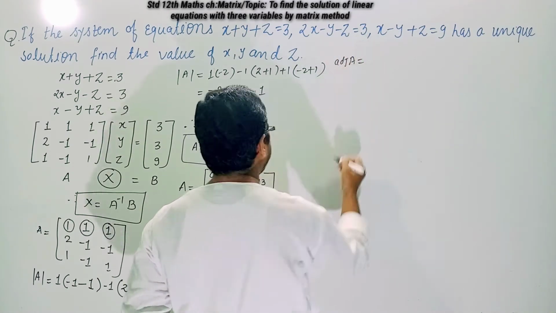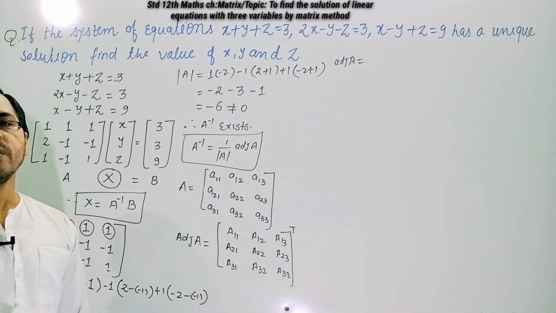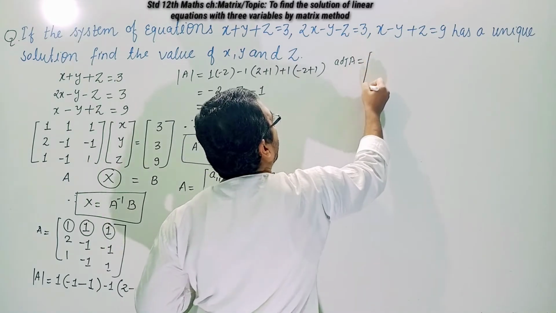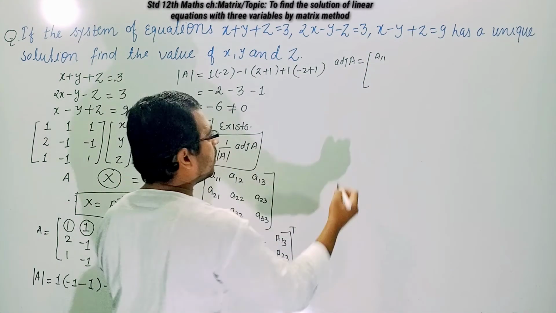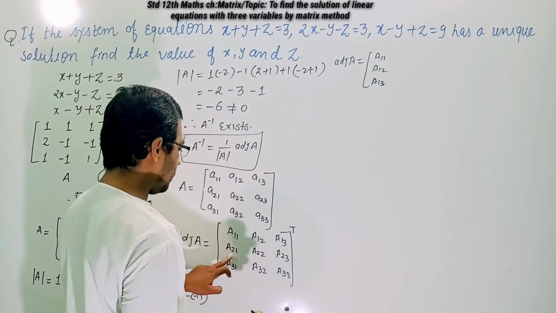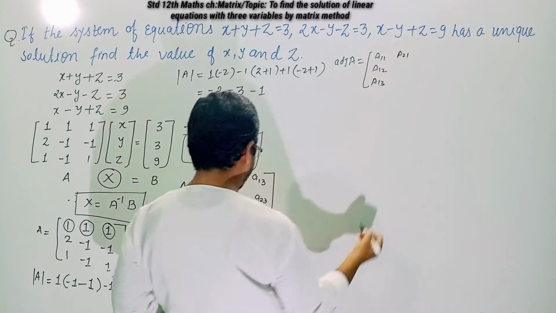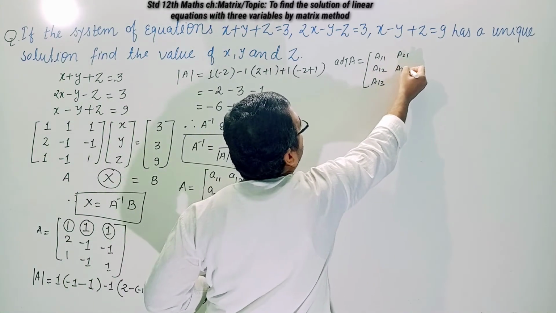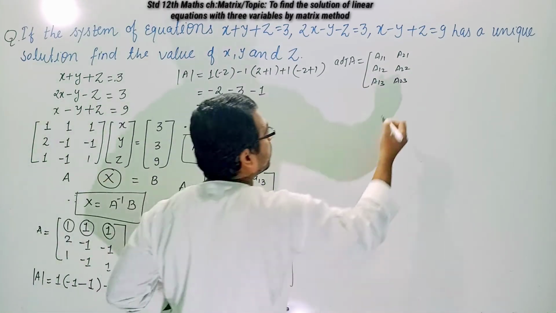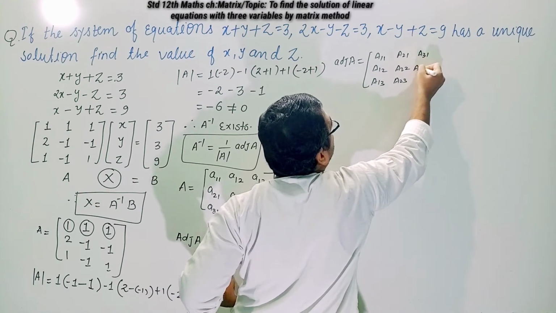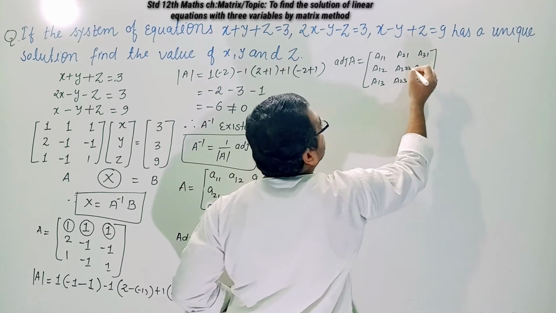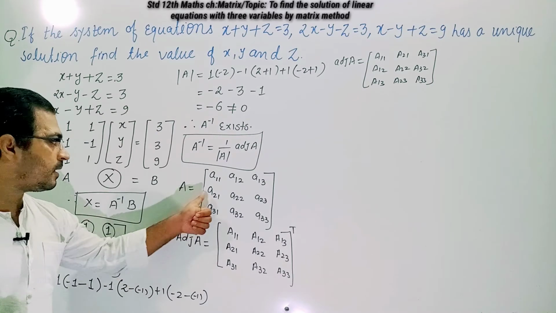Adjoint of this matrix means rows will be converted to columns and columns will be converted into rows. So you will get A11, A12, A13. Similarly, A21, A22, A23, A31, A32 and A33. This will be the adjoint of matrix A.